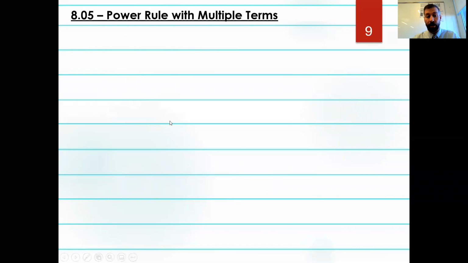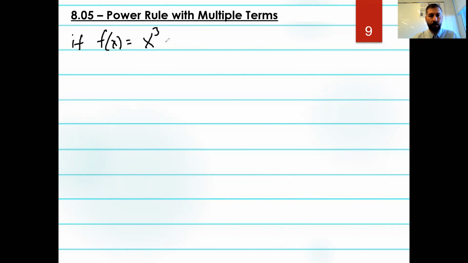Okay, now we're going to combine basically all of our rules together. So we're going to take the following. Say f of x equals x to the third minus 2x plus 5, we're going to find f prime.